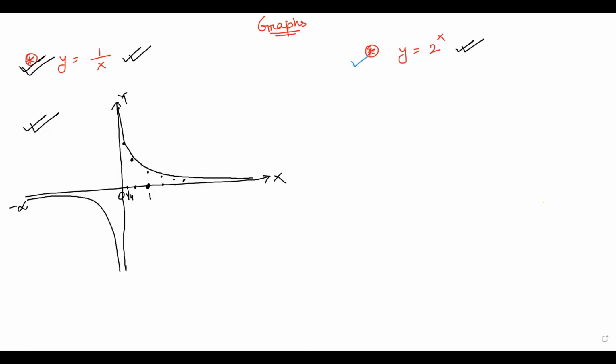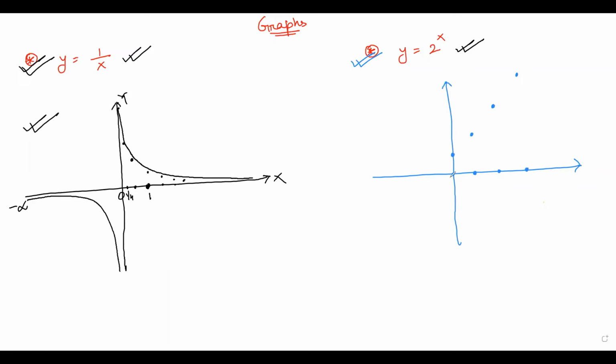In a similar way, if we plot the graph for y equal to 2 raised to power x, in that case, at x equal to 0, the value of y would be 2 raised to power 0, that is 1, let's say somewhere here. At x equal to 1, the value of y would be 2 raised to power 1, that is 2, let's say somewhere here. At x equal to 2, the value of y would be 2 square, that is 4, let's say somewhere here. At x equal to 3, the value of y would be 2 raised to power 3, that is 8, say somewhere here, and so on.